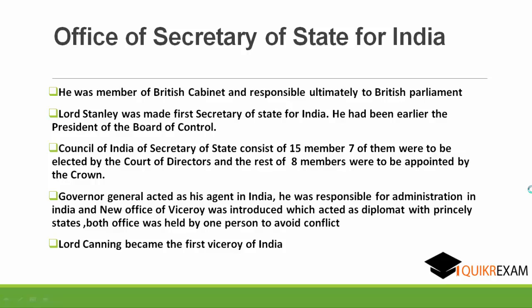A new office of Viceroy was introduced with this act. He was acting as a diplomat with the princely states. Now both these offices, Governor General and Viceroy, were held by a single person. This was done to avoid conflict between both. Lord Canning became the first Viceroy of India.